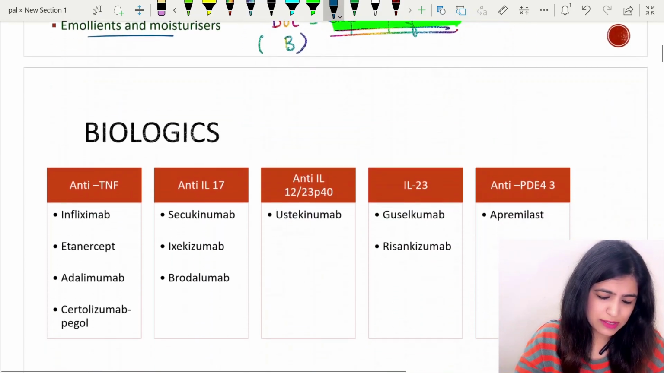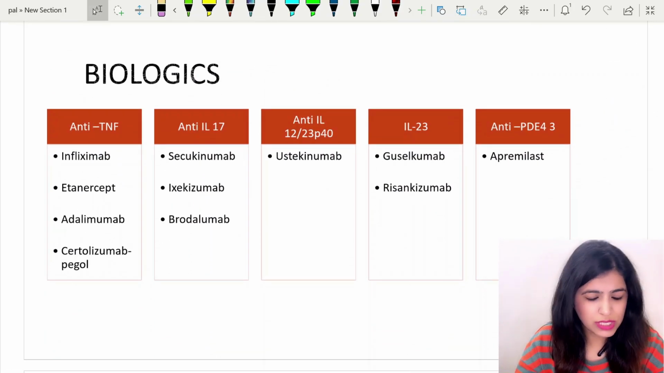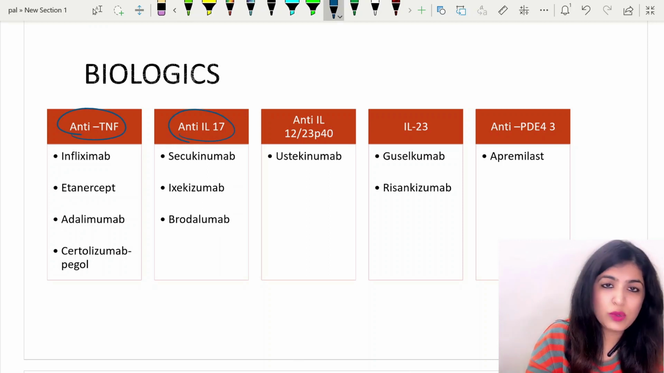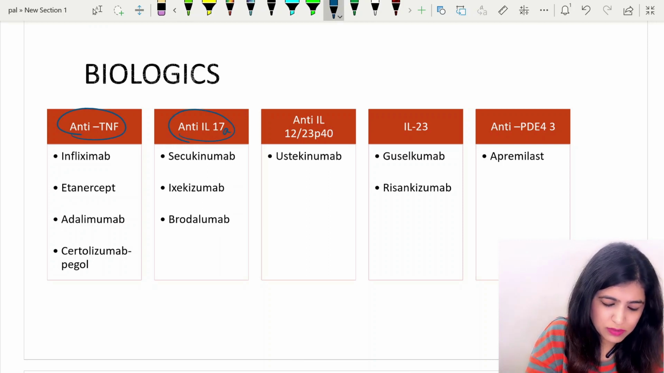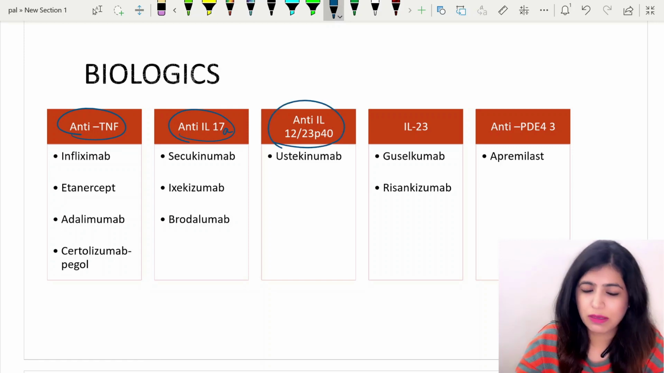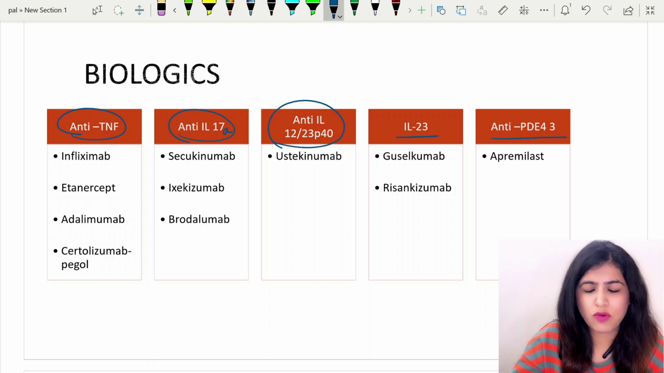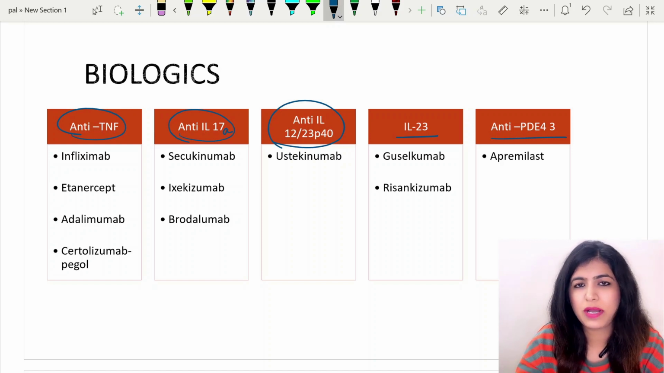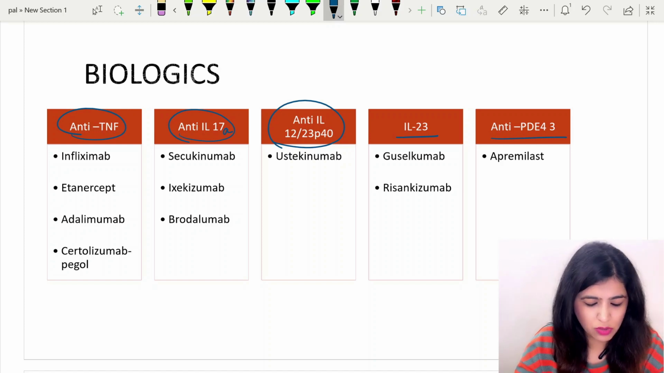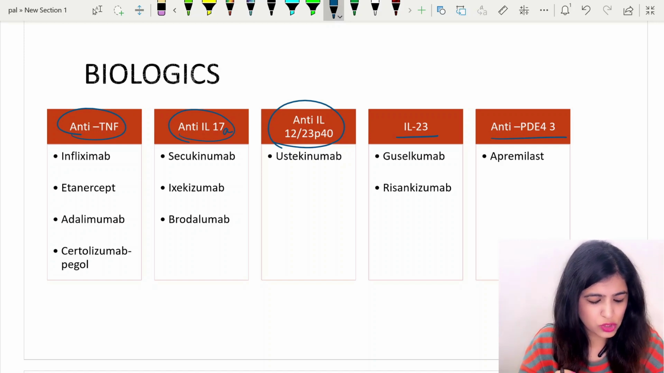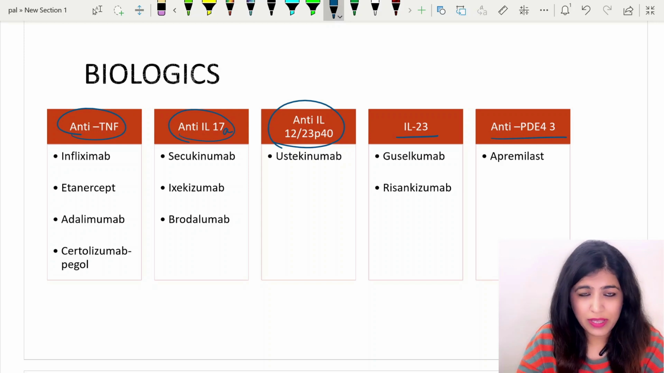Then what are the other things that we can use? We can use biologics. Biologics like anti-TNF alpha inhibitors, interleukin 17A receptor inhibitors, interleukin 12, 23 p40 subunit inhibitors, interleukin 23 and phosphodiesterase 4 inhibitors. So these are the different categories of biologics that can be used in a patient of psoriasis. There are different drugs in these categories. You should be well aware of these drugs.